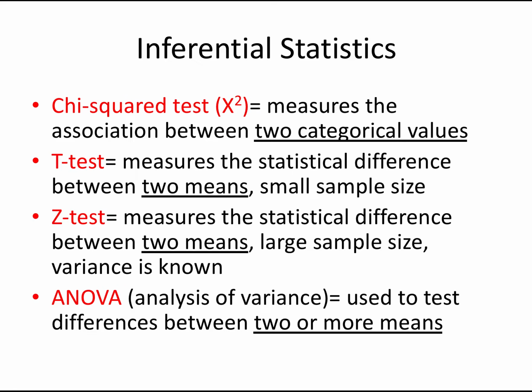So, more inferential statistics. These are all statistical analyses that are used for testing a hypothesis. The chi-square test, and this is the Greek letter chi, measures the association between two categorical values. So let's say we ask a group of people, what do you prefer, cats or dogs? And let's say the group consists of both men and women. So the chi-square test could tell you if gender and preference for cats or dogs are related to one another.